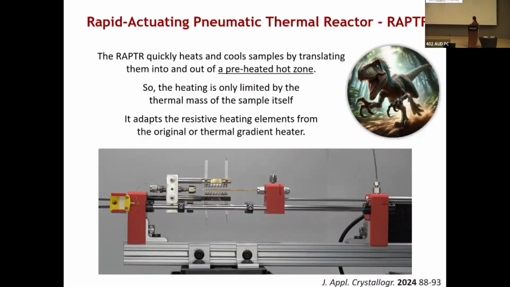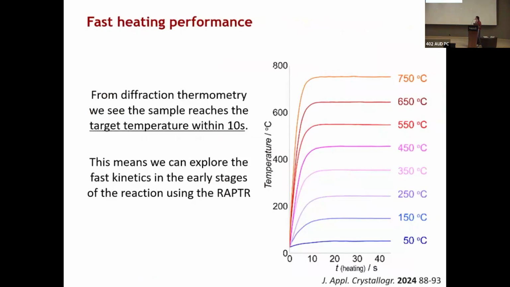And so we move the sample in, and it then heats up as fast as it possibly can. We're just heating the thermal mass associated with the sample, and so it gives us maximally fast heating, which gives us a chance to look at some of that fast initial kinetics in these systems. We can benchmark that performance, and we can show that it gets to temperature within about 10 seconds.